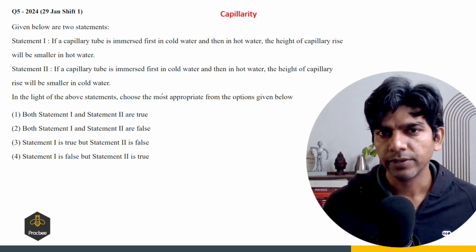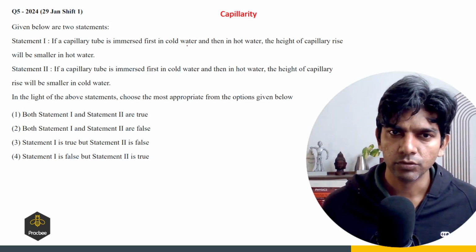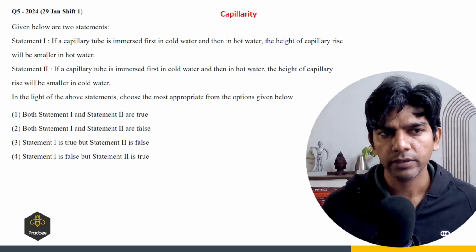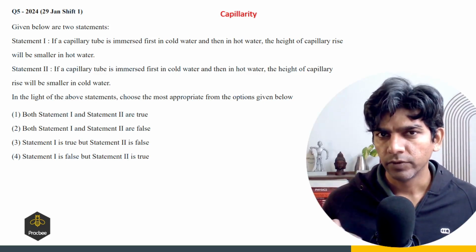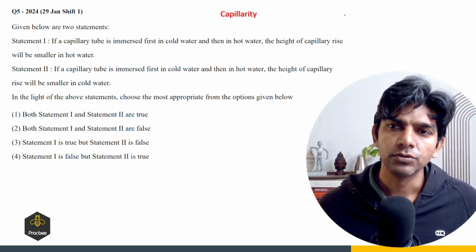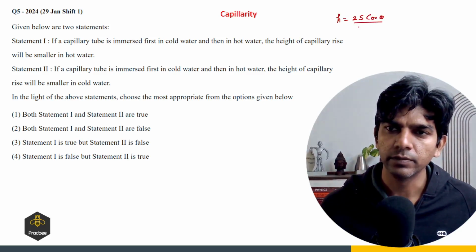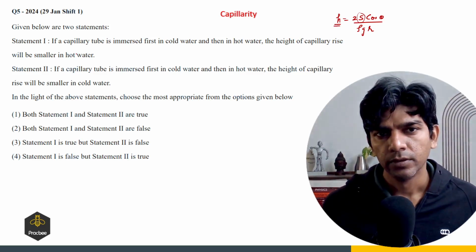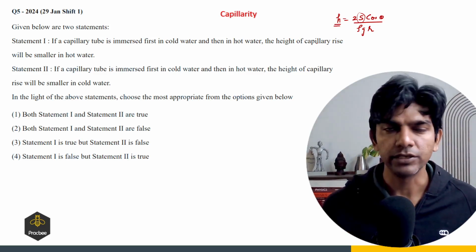Now the next concept is based on capillarity. Statement 1: if a capillary tube is immersed first in cold water and then in hot water, the height of the capillary rise will be smaller in hot water. So first of all, we should know what is the formula of capillary rise. So H is given as 2s cos theta divided by rho g r. So height raised is directly proportional to the surface tension. So when we heat up the water, the surface tension decreases, right? As S decreases, H should also decrease.